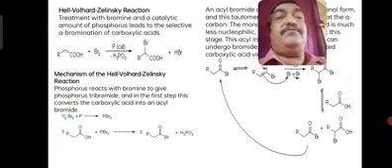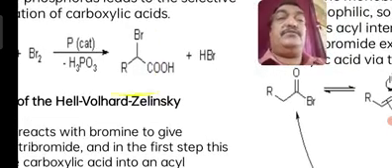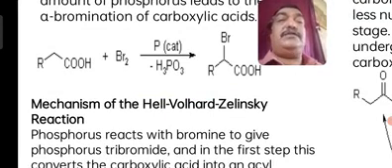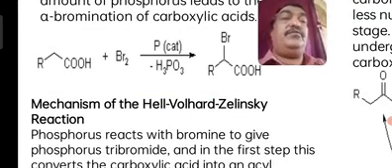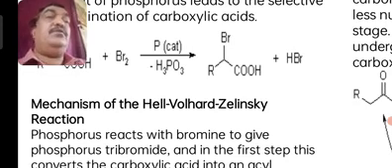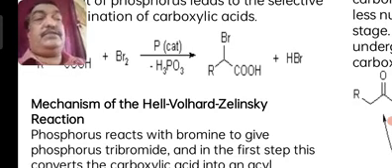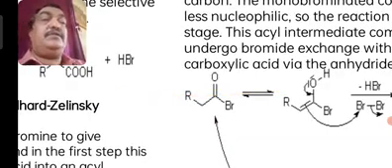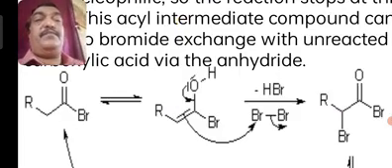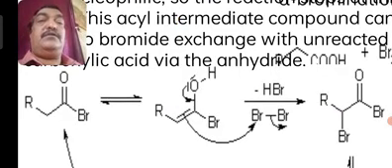So the mechanism of HVZ is very simple. The HVZ reaction I have already quoted: RCH2COOH, when treated with bromine in presence of phosphorus catalyst, forms RCHBrCOOH, the alpha brominated carboxylic acid. So what is the mechanism for this? The mechanism is very simple. RCH2COBr.